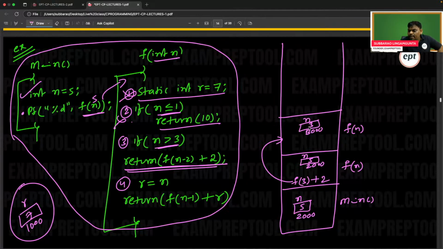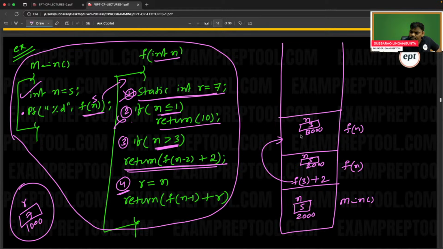Now in the f function, can you see once again? When you say recursion, again from the start. Static, first line, nothing will happen. Second, n value 3, 3 less than or equal to 1, second also fails. Third, 3 greater than 3, condition fails. Then come to the fourth line. Very, very important one.